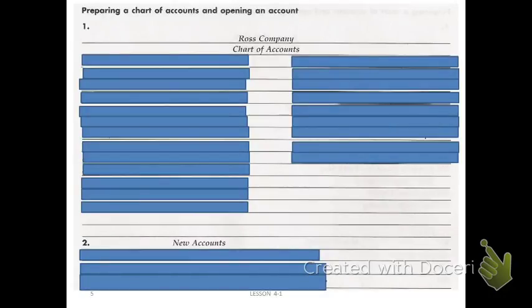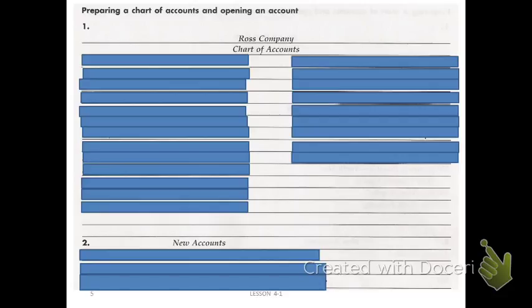The first thing we're going to do is create a chart of accounts. This is in the section 4-1 work together. And in the directions, which are on page 95, it tells us that we are working for a company called the Ross Company.